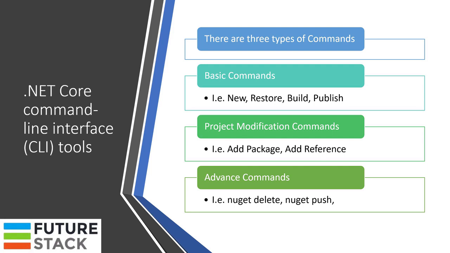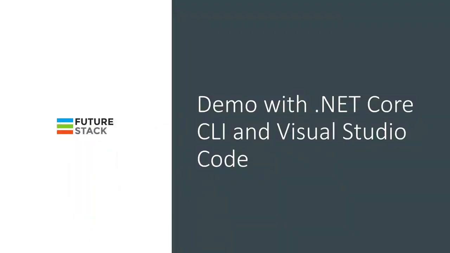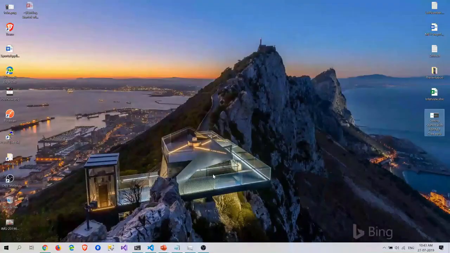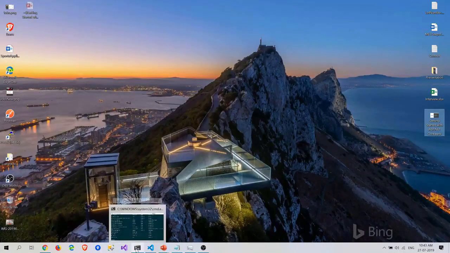The project modification command is when you are adding a reference of some project or some DLL to your project, and that can also be done by command line. The third one is advanced commands, where whenever you are developing your NuGet package, you can do NuGet delete, NuGet push, NuGet add. You can create your own NuGet packages. So that is the idea. Let's see some demo of the .NET CLI.